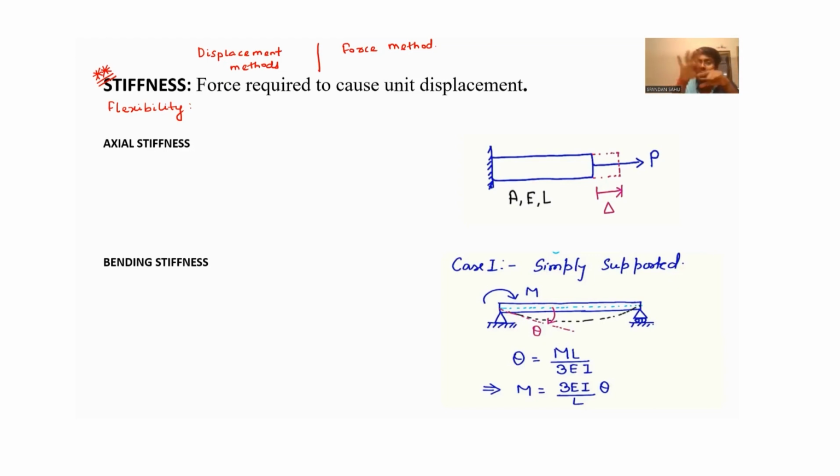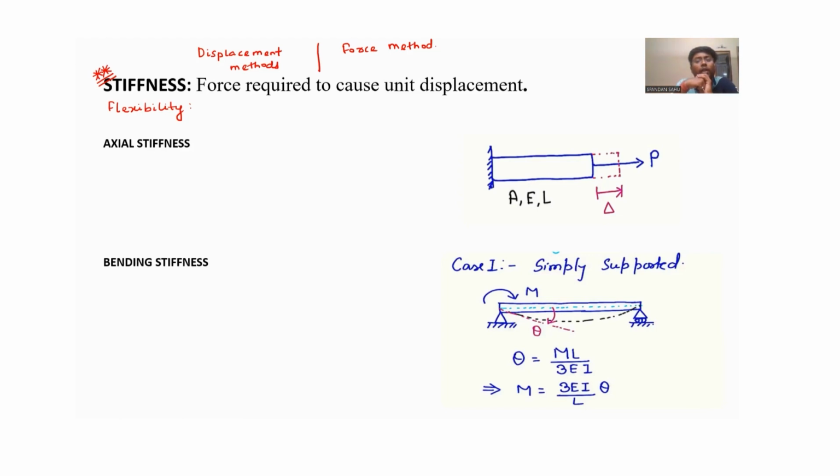If you are describing stiffness as force required to cause unit displacement, it means you want at some joint your displacement, that may be rotation or translation, to be unity. For that unit displacement, what amount of force you need there to create that displacement is known as stiffness. But how will you define flexibility? It will be just the opposite. You have to bring displacement to the front and force to the back.